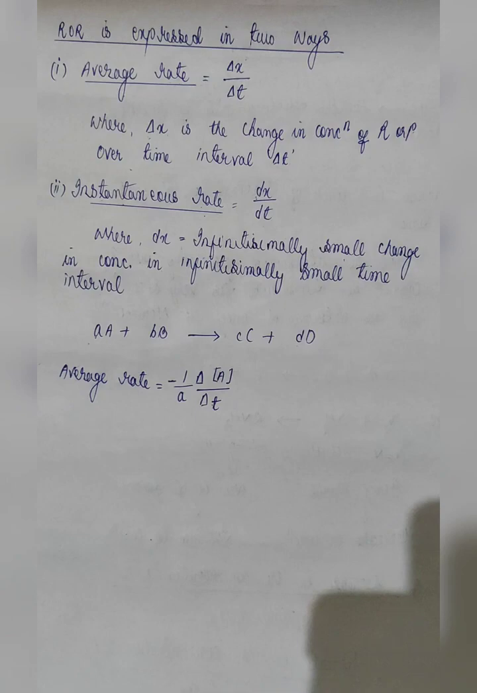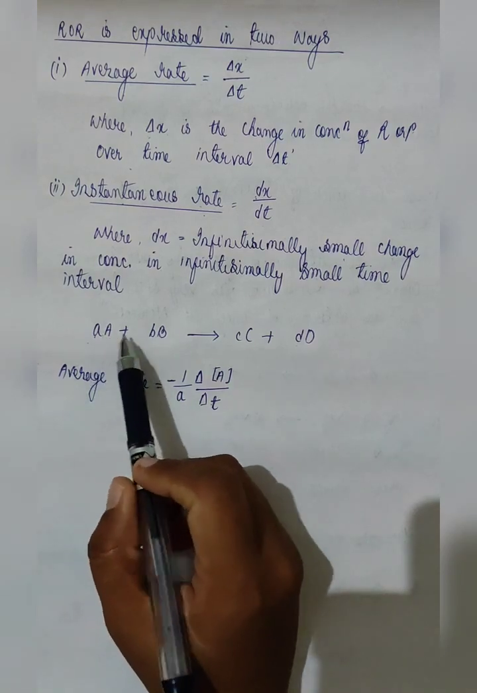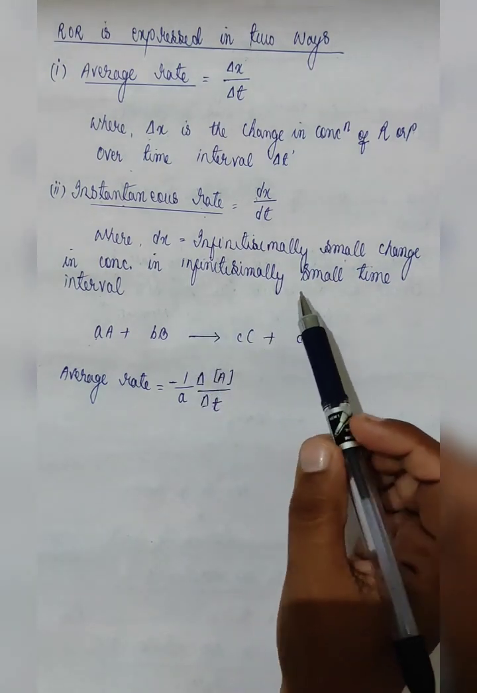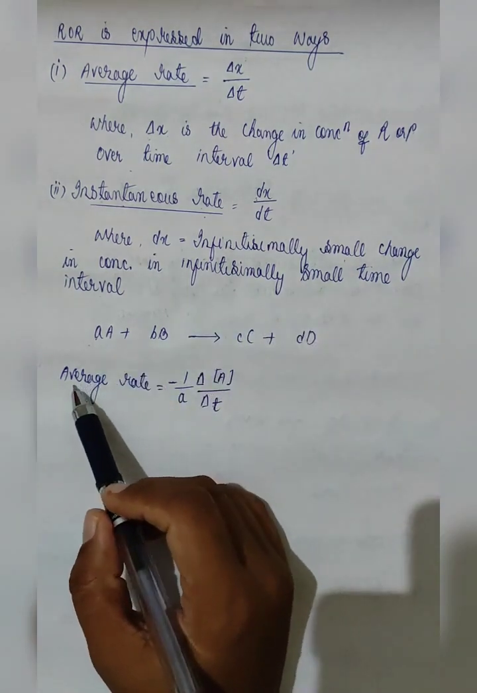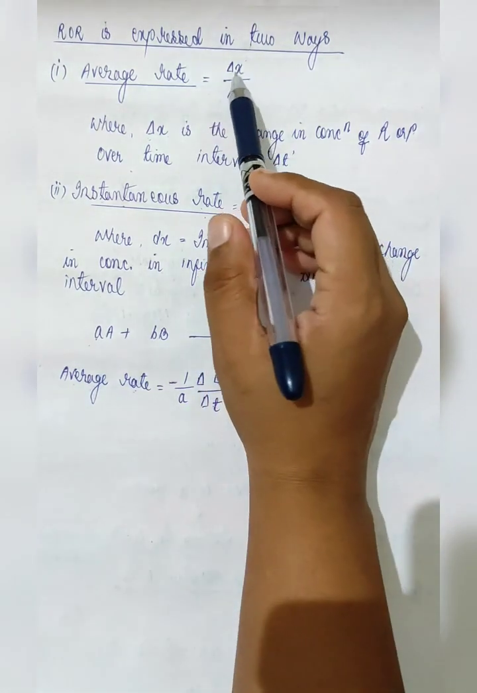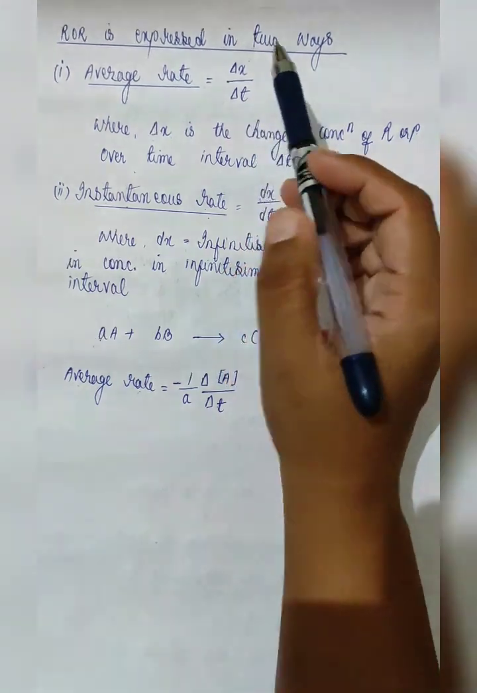Now let us see an example of a general reaction. The small letters a, b, c, d you see here are the stoichiometric coefficients. Firstly, we will do the average rate. The average rate we have already discussed; it is given by del x by del t.